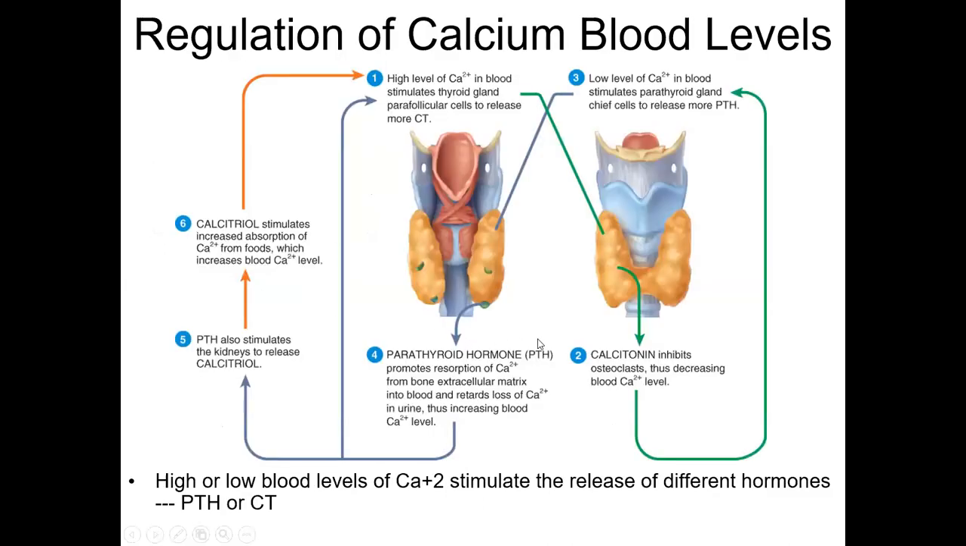So here is a set of negative feedback reactions. This is a combined illustration of the effect of calcitonin or parathyroid hormone. So let's take a look at this. Let's start with the scenario here: too high a level of calcium in blood.